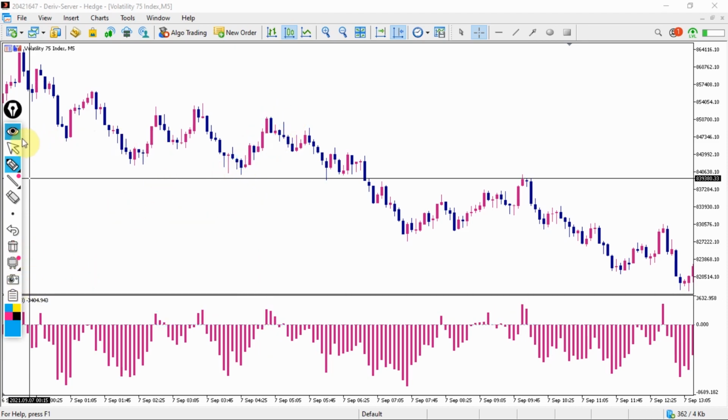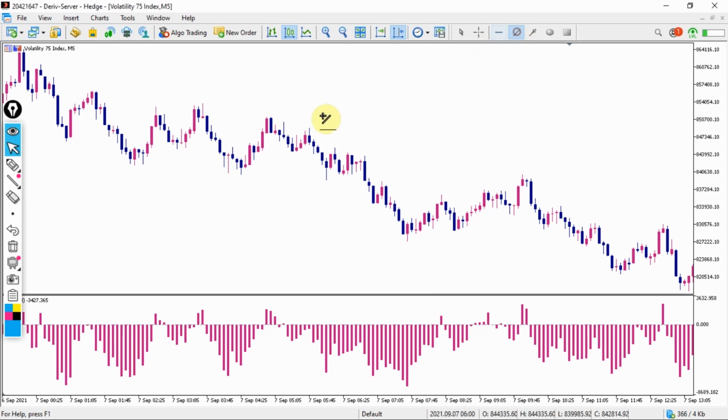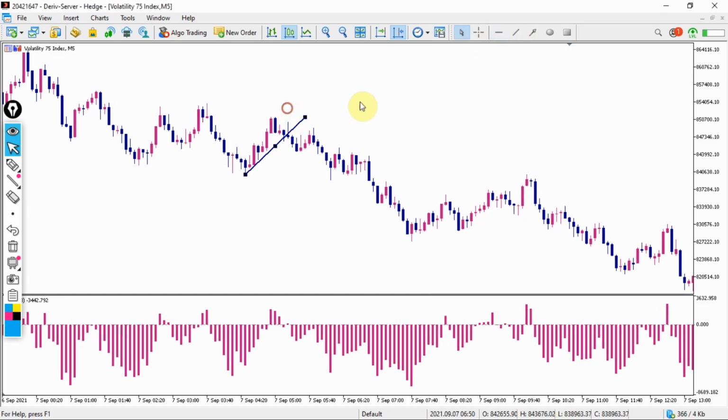Let me just clear this drawing. Understanding the flow of the market and then taking advantage after that flow is broken. So that's another good way to use this tool. After it shows you a signal, wait for the market to break that flow or that pattern, then you can enter your trades or you can open your position.